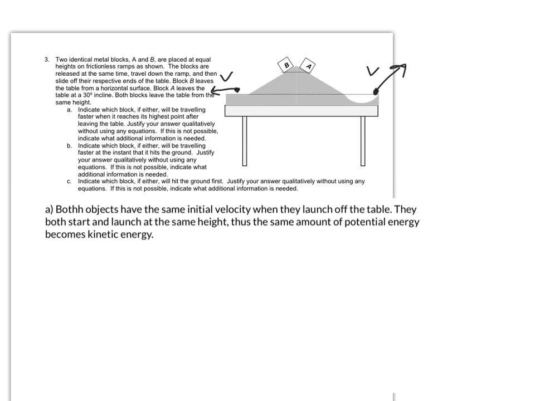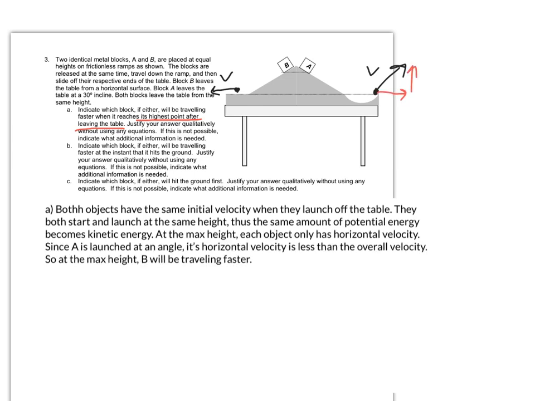And so we want to know which one will be traveling faster when it reaches its highest point after leaving the table. What I would think about is just your components. We know that when an object reaches its highest point, it has no y velocity. So all we really care about are these x components of the velocity, which for the one launched at an angle, block A, that x component is less than the overall velocity. For block B, it only has x velocity. So the x velocity is going to be greater for B than it is for A, which means that at the highest point, A will be traveling slower.